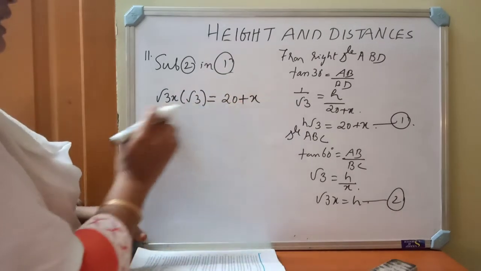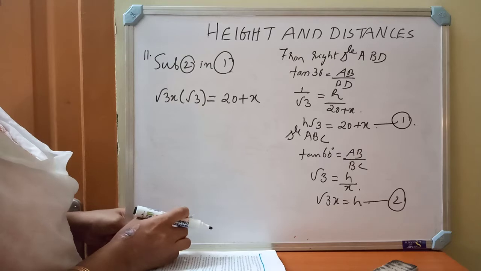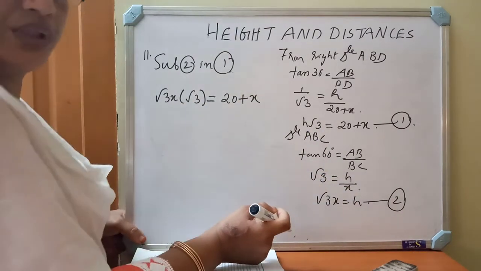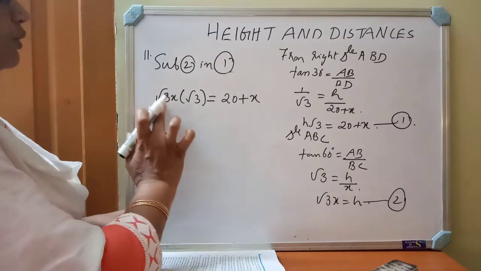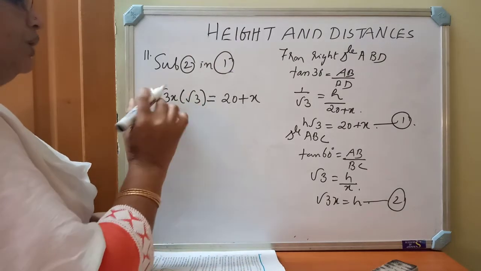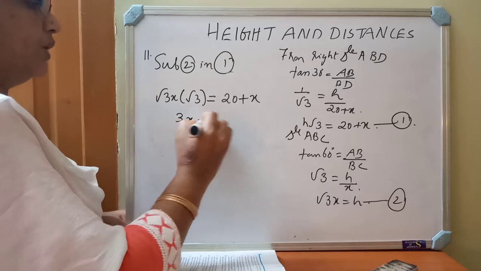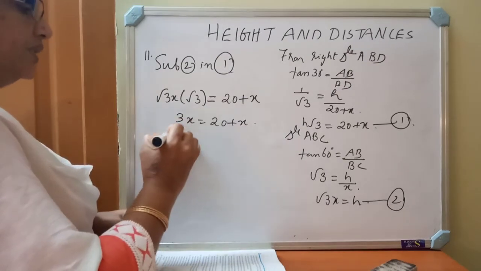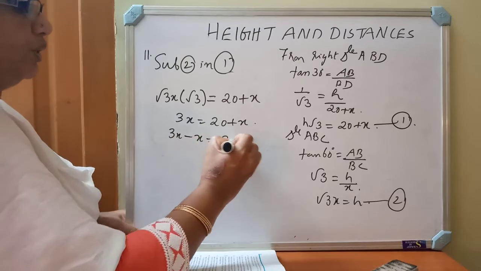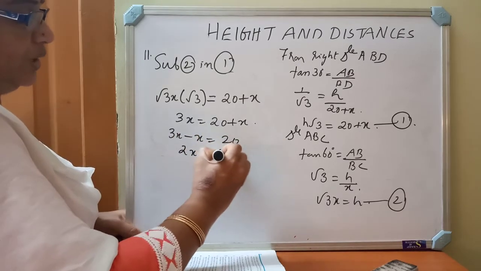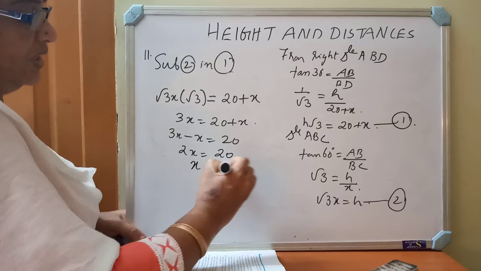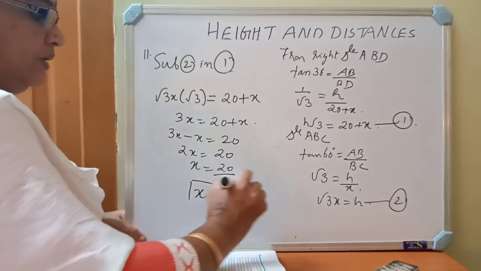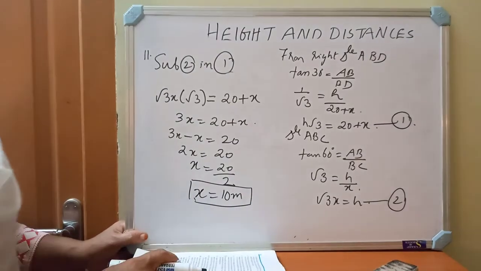See, so the equation contains only one variable x, for that only. So after getting the x value you can substitute here, we will get the h value. That is very easy. For that only we are doing like that. Okay. So root 3 into root 3, 3. So 3x equal to 20 plus x. So x you have to transform to the left side. 3x minus x equal to 20. 2x equal to 20. So x equal to 20 divided by 2, x equal to 10 meter. So one part of the question we got.